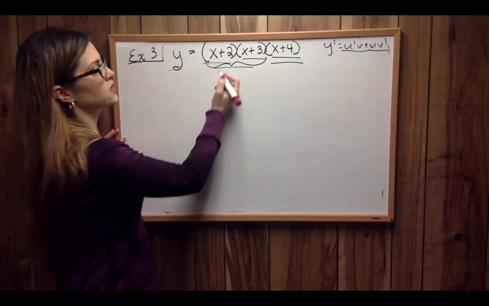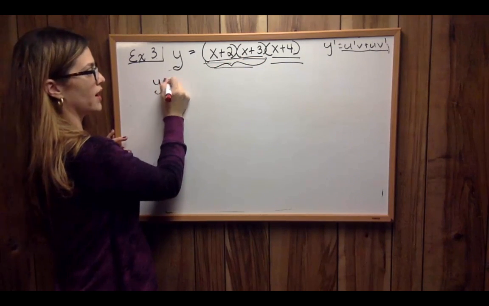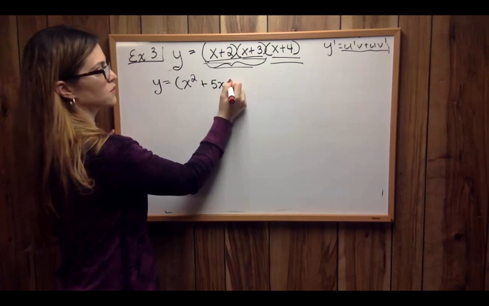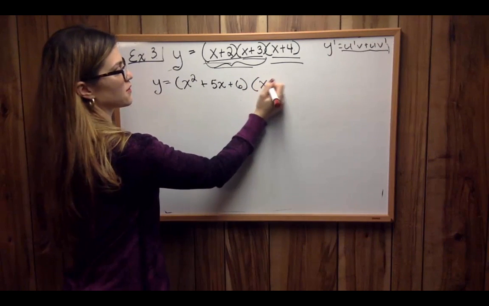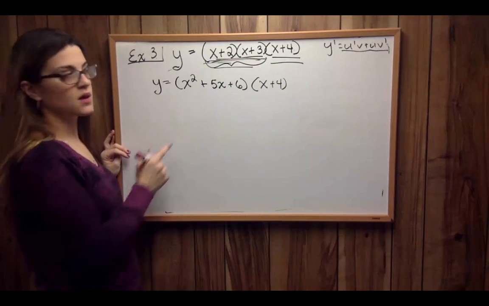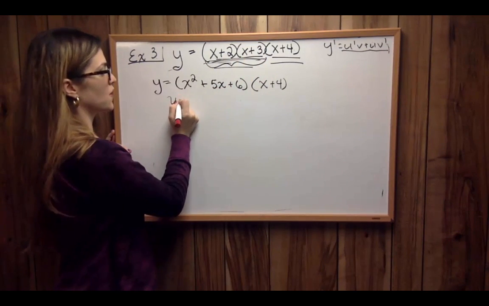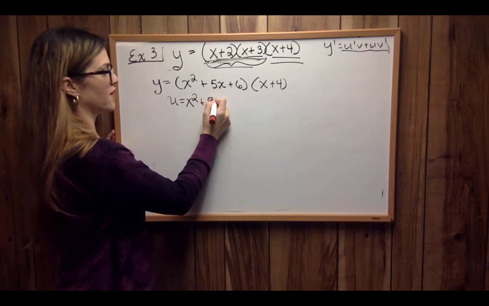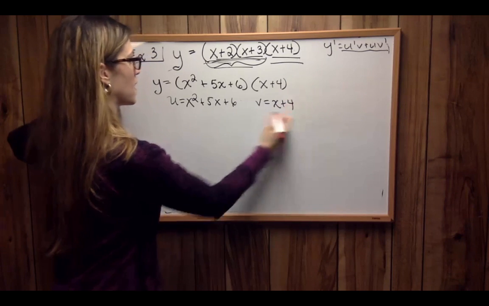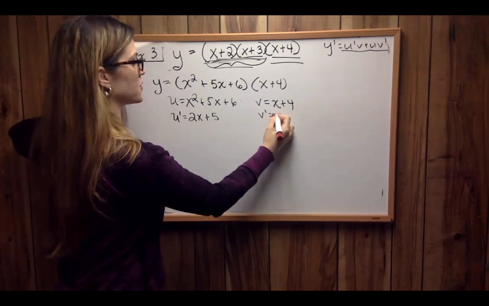So the way I would answer this is, we'll expand that out so it's not a product. It's still y. I would think of this as x squared plus 5x plus 6 times x plus 4. Again, I FOILed out the first 2 terms, and that gave me x squared plus 5x plus 6, and then the x plus 4 stays. So my u is x squared plus 5x plus 6. My v is x plus 4. My u prime is 2x plus 5. My v prime is 1.